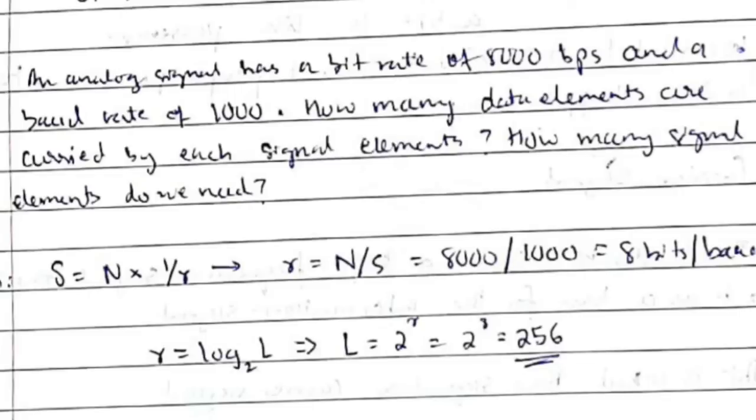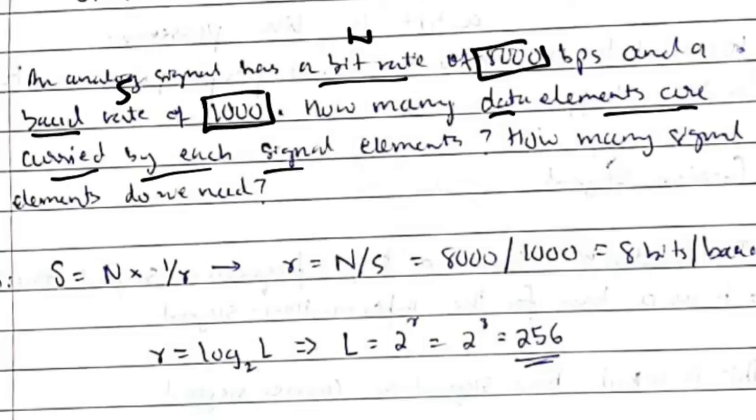Okay, in the second question we have been given the bit rate, which is 8000. That's nothing but N, and the baud rate, which is S, the signal rate, which is 1000. How many data elements are carried by each signal element? Meaning you have to calculate the value of R, the number of data elements per signal element.